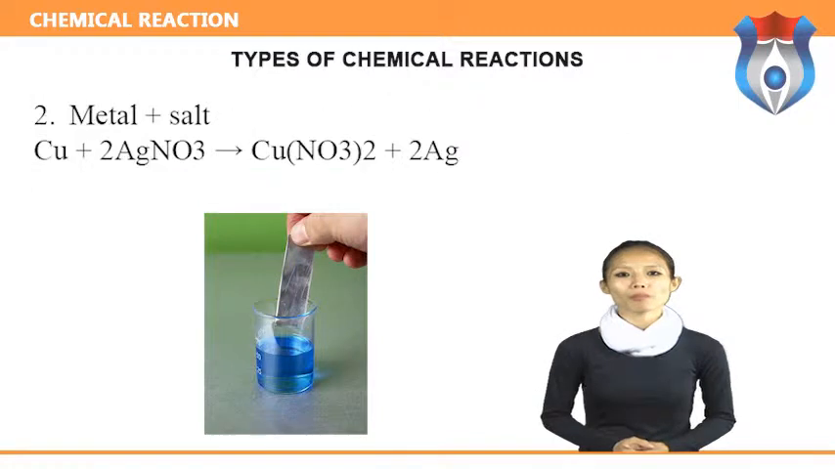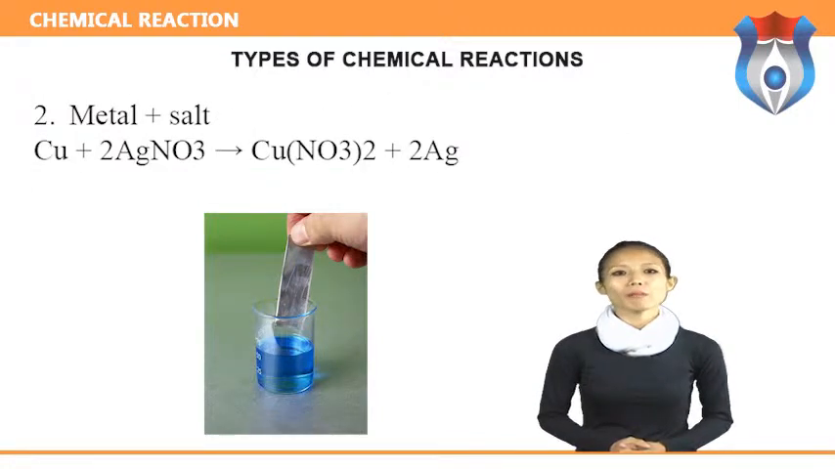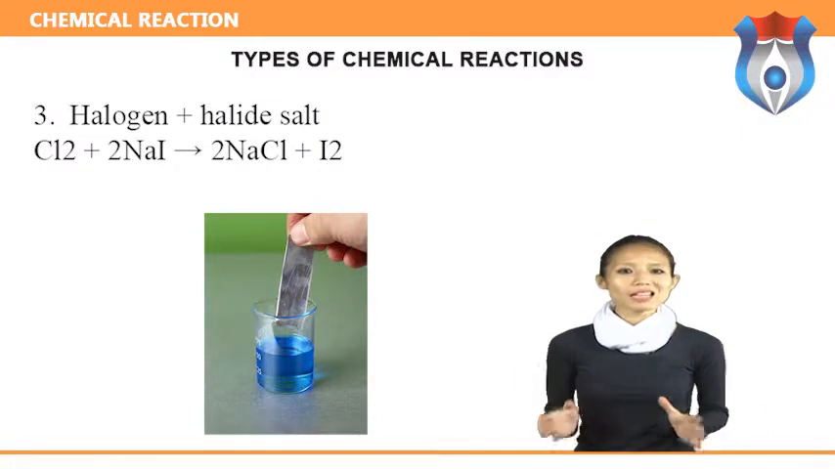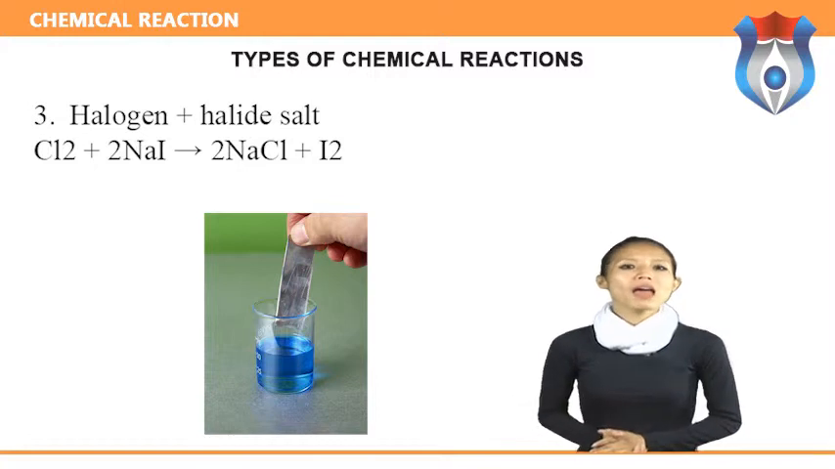Metal plus salt. Each metal in the activity series displaces any metals below it to form a salt in solution. A halogen (F, Cl, Br, I, At) will displace any less active halogen from a halide salt.